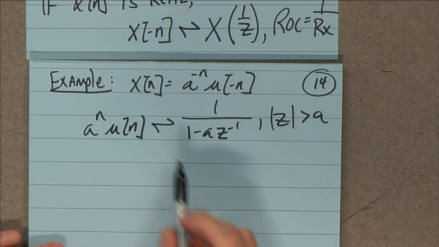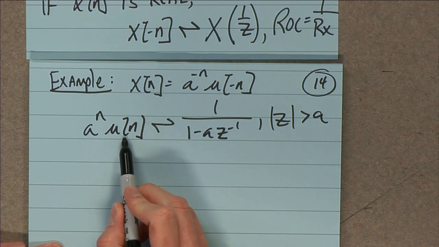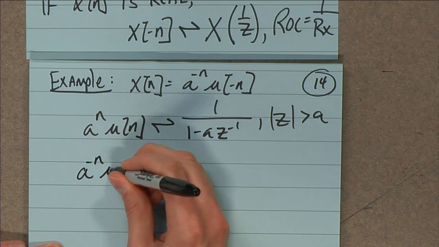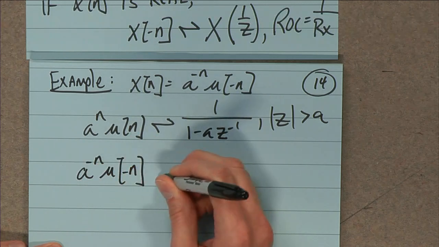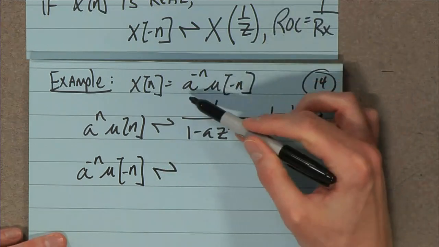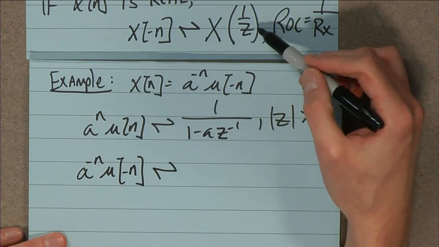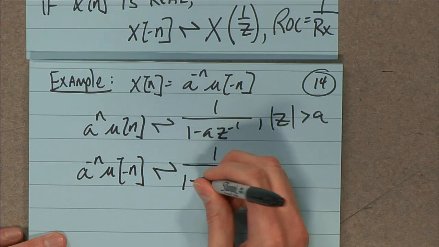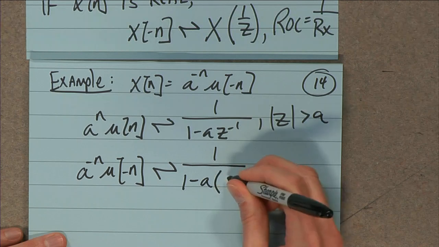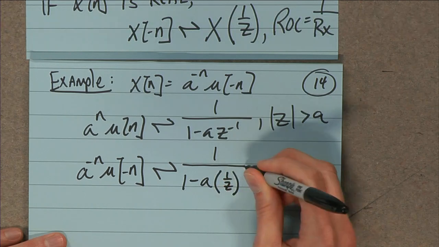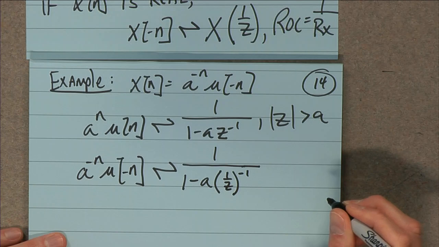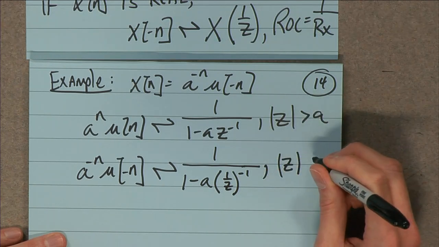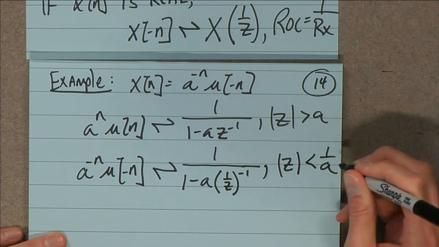Now, if we're going to use the rule, a to the minus n, u of minus n is then what? Well, this is a real sequence, so I can just jump to this x of 1 over z, so it's going to be 1 over 1 minus a times 1 over z, minus 1. And now it's going to be z less than 1 over a.